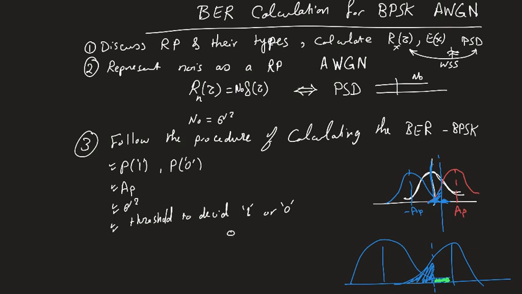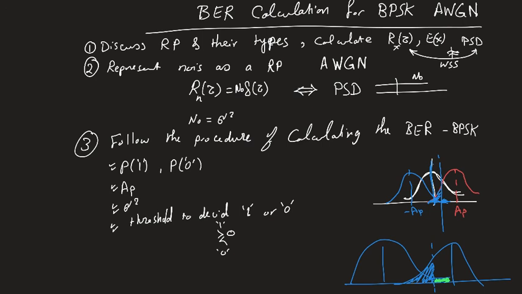In the derivation that you did, or you find in the literature, the threshold is assumed to be 0 value. So if it is greater than 0, I say 1. If it is less than 0, I say it's 0, right? So if it's less than 0, I would detect 0, and if it is greater than 0, I would detect a logical 1, right? Or AP and minus AP, right?